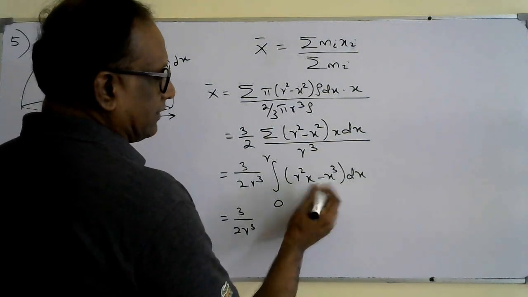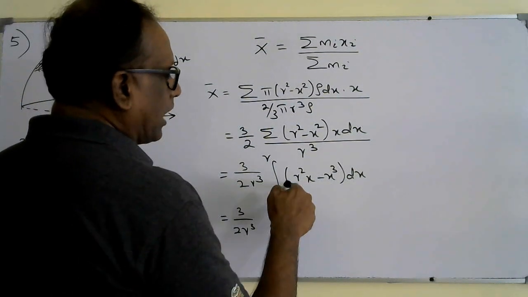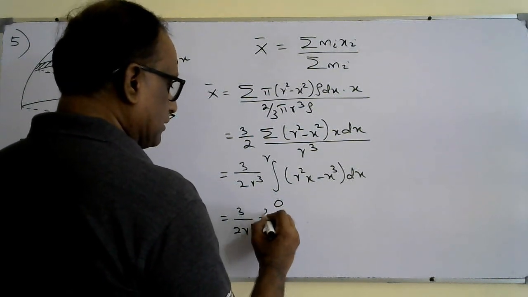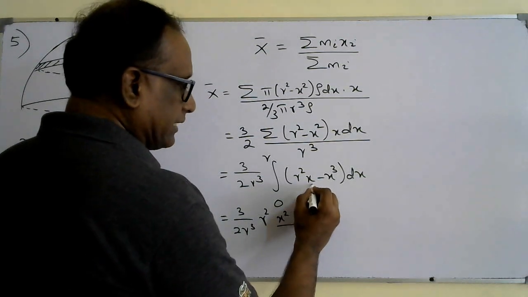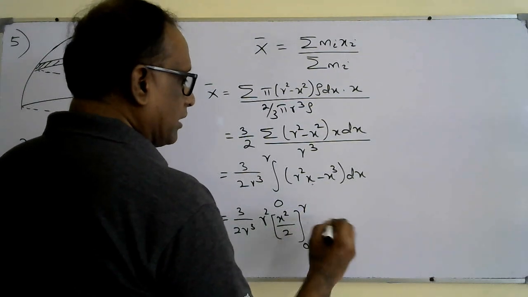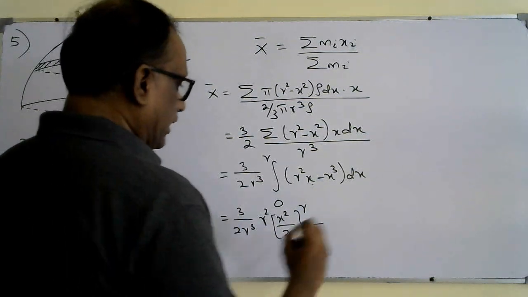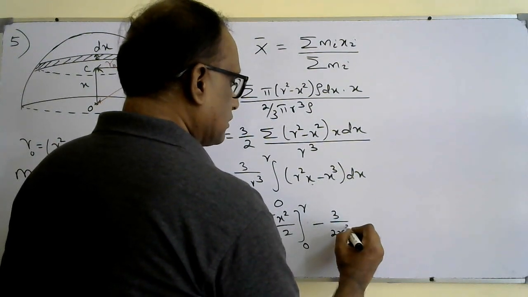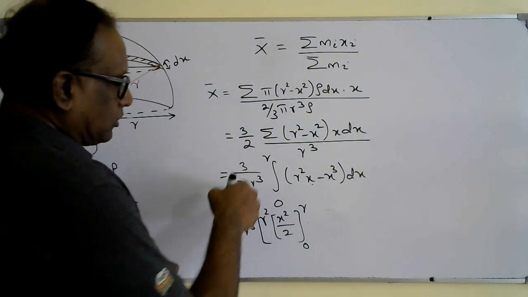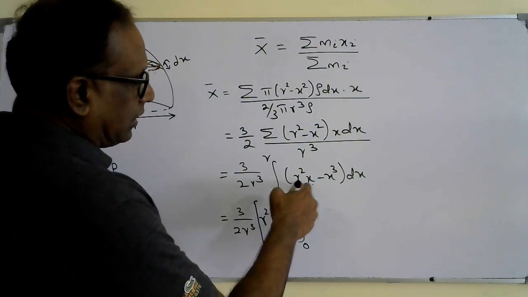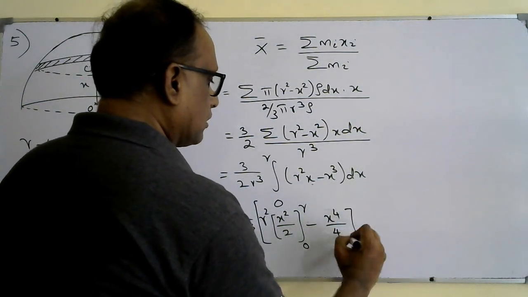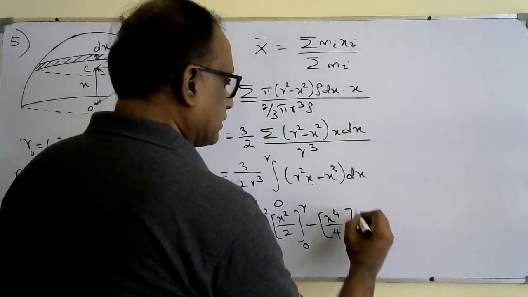So we'll continue. This is going to be 3 over 2 r cube. So this we can integrate step by step. Together I'll do it. So r squared x squared by 2, if we integrate this one, x squared by 2, the limits I'll put 0 to r, minus x to the power 4 over 4. I can put 3 over 2 r cube as common. So 3 over 2 r cube times r squared x squared by 2 minus x to the power 4 over 4, 0 to r.